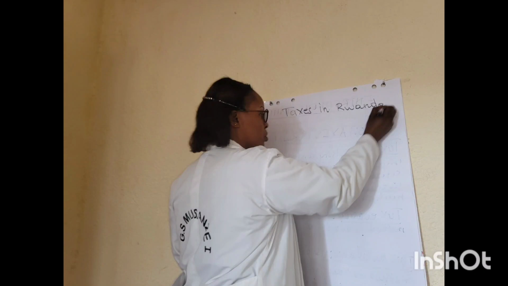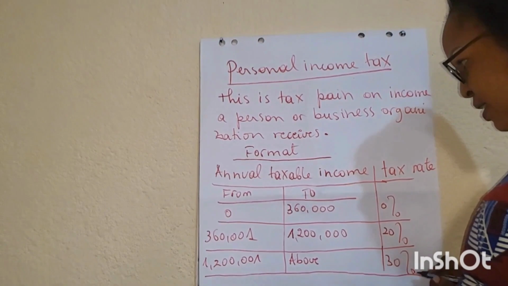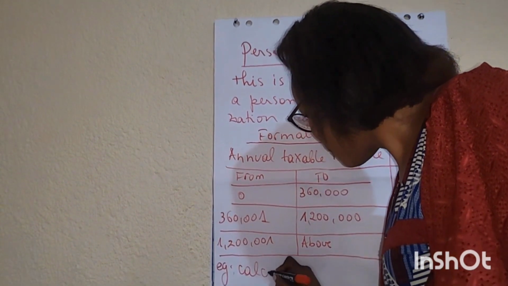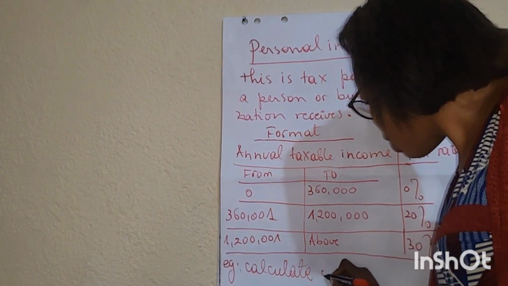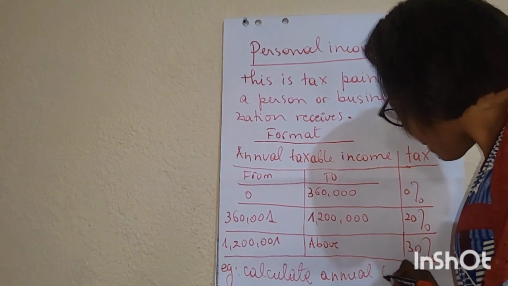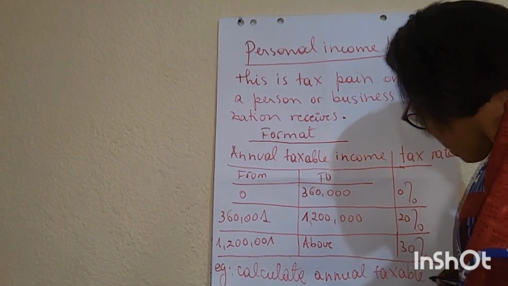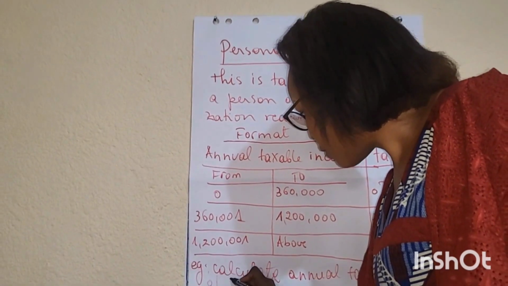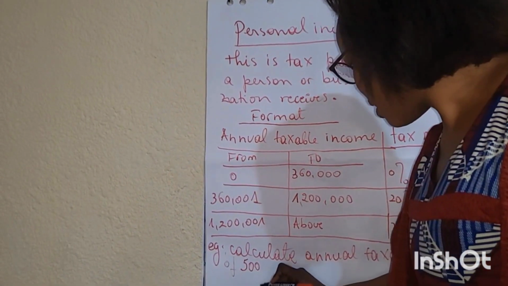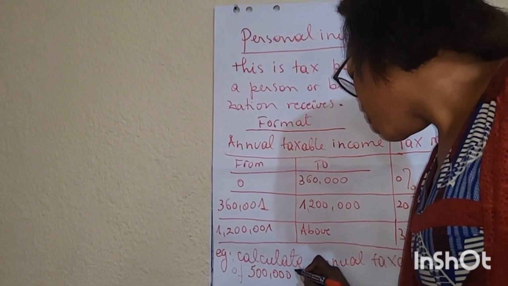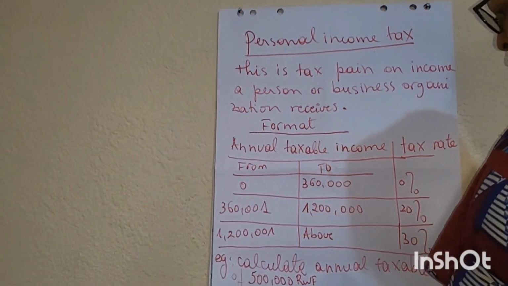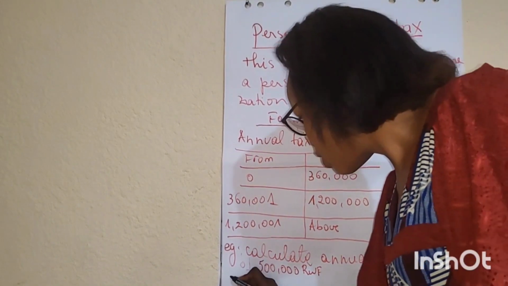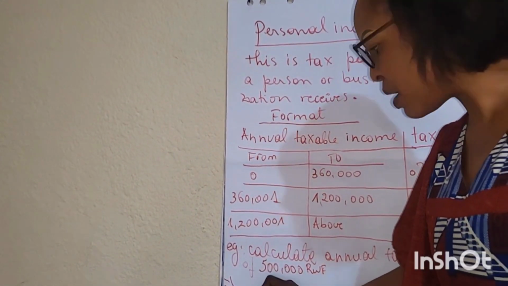Let us take an example of personal income tax. Example: Calculate annual taxable income of 500,000 Rwandan francs. Okay, so let us see. We have to go step by step.